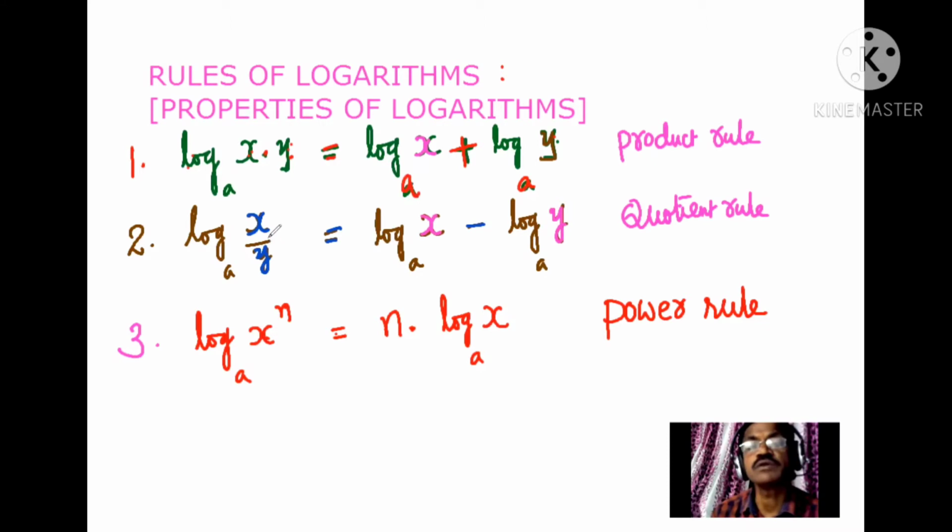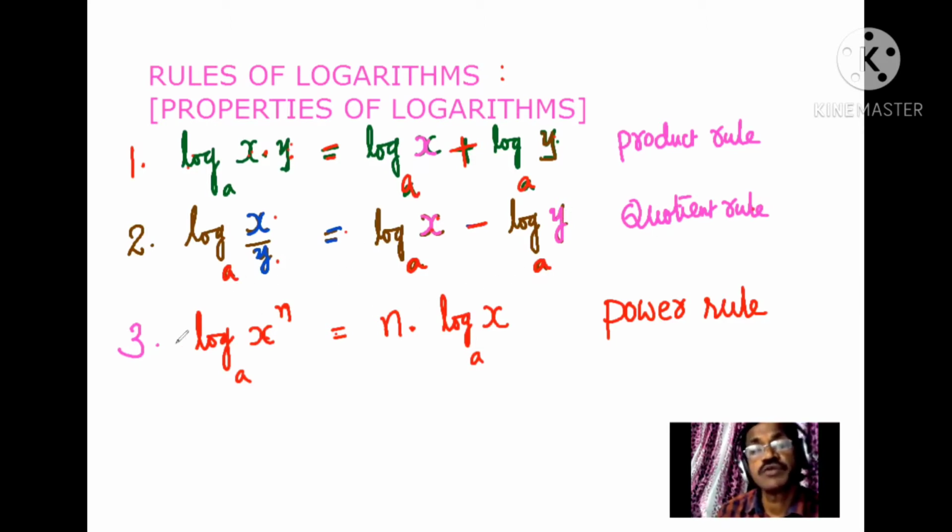Here second rule, logarithm of x by y base a is equal to logarithm of x base a minus logarithm of y base a. That means if there are two numbers x and y, if we divide them we get a quotient, then the logarithm of the quotient of two numbers is equal to the difference of the logarithms of the two numbers if we take them in order. So this is called quotient rule.